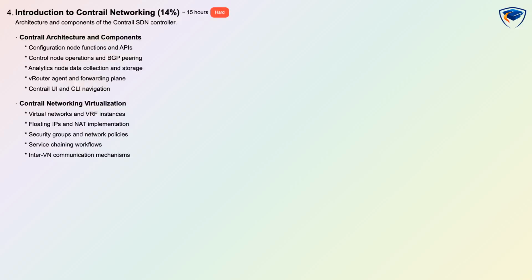Introduction to Contrail networking is 14%, a harder domain with around 15 hours of study and a mix of hands-on and conceptual assessment. This section digs into the Contrail architecture and its components so you understand configuration nodes, control nodes and BGP peering, analytics nodes for data collection, the vRouter agent and forwarding plane, and basic UI and CLI navigation. You will also learn Contrail virtualization concepts such as virtual networks and VRF instances, floating IPs and NAT behavior, security groups and network policies, and service chaining workflows.